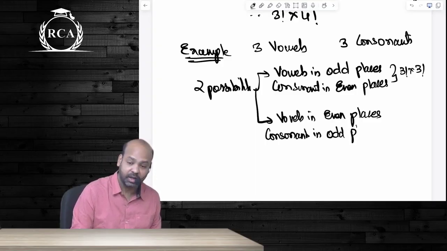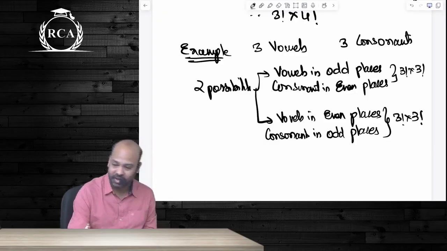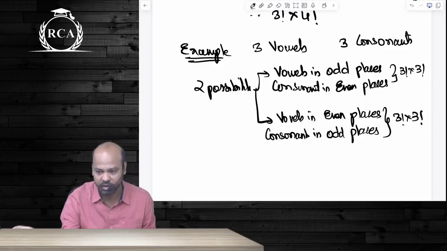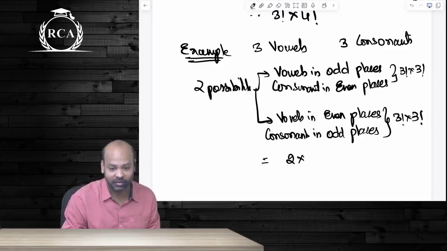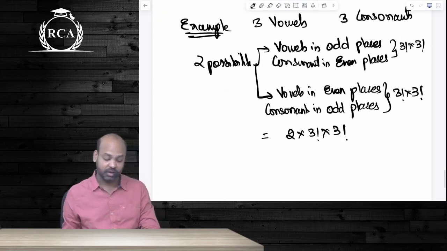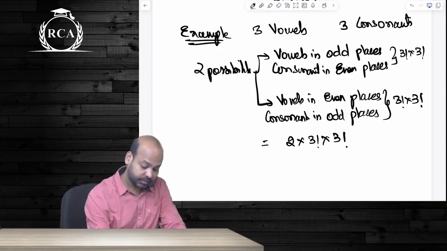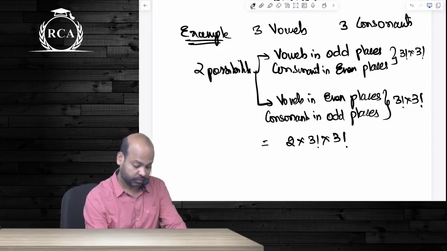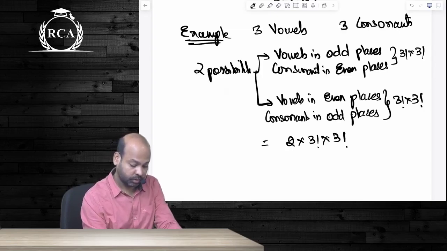If this is the scenario, beta, again arrangement can be done in how many ways? 3 guys, I am not writing it in detail, beta. You know how 3 factorial into 3 factorial, right? Applied math wale, of course. So the total number of arrangements, beta, will be 2 times 3 factorial into 3 factorial. That will become your alternate seating arrangement. Are we clear, guys?